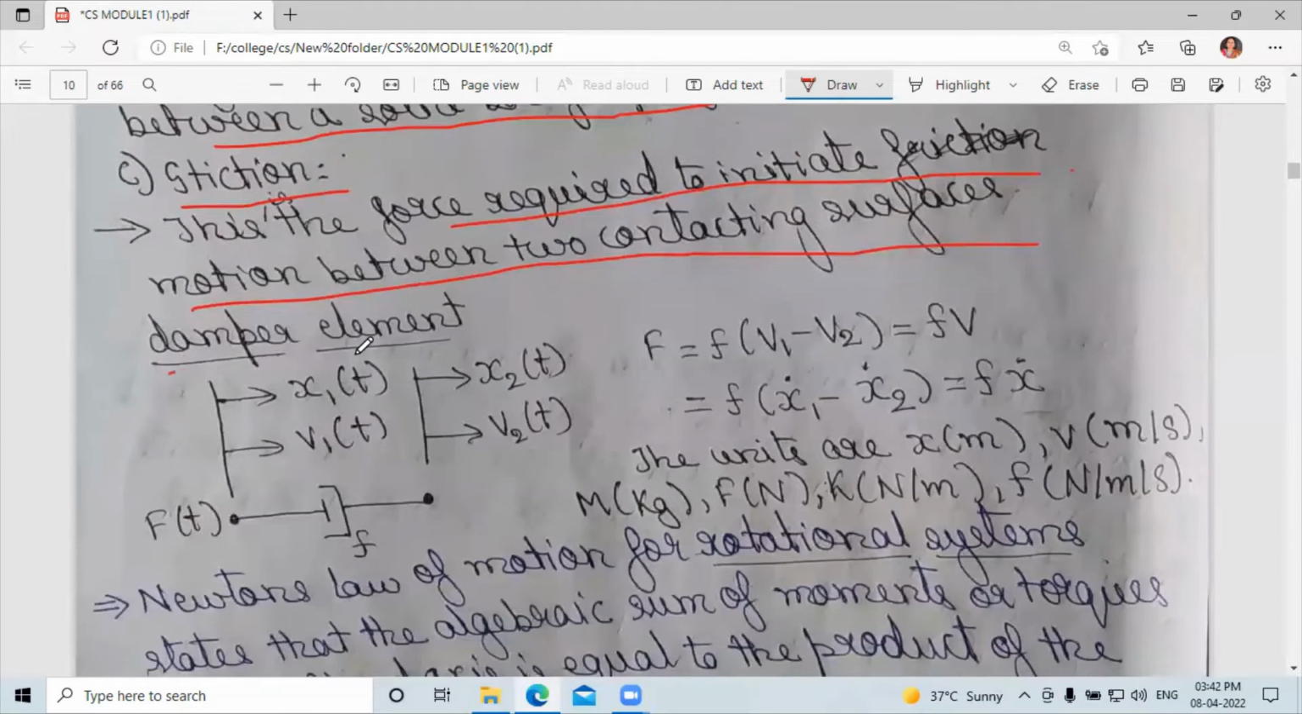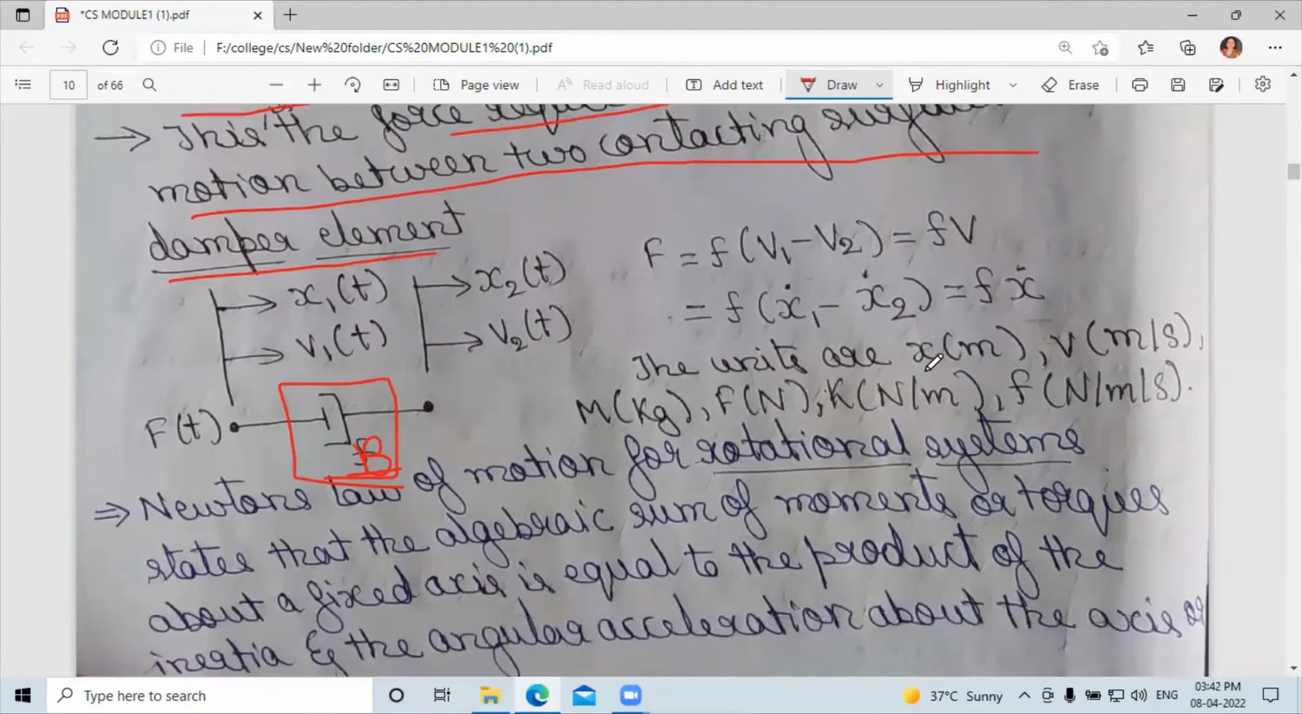Next is the damper element. We can call it a friction or damper element. This symbol indicates the damper, and we indicate it as B. Here f is equal to B of v1 minus v2, which is B into v, and B of x1 dot minus x2 dot, that is equal to B into x dot.